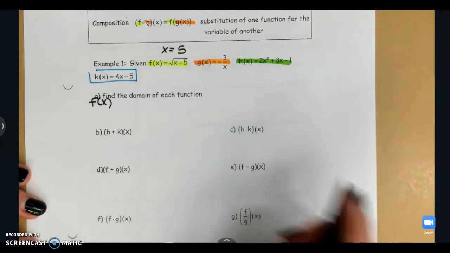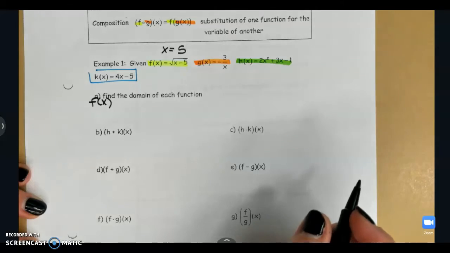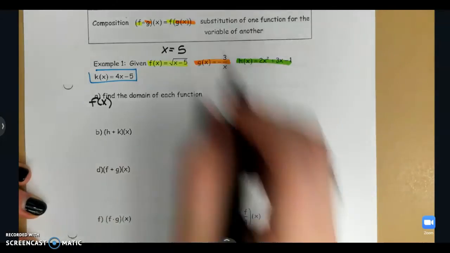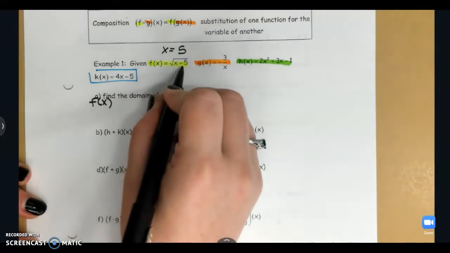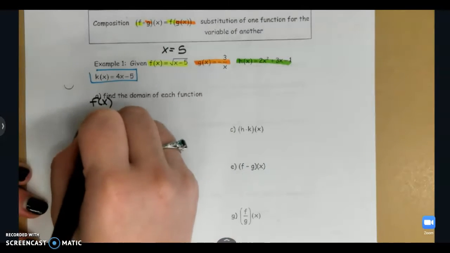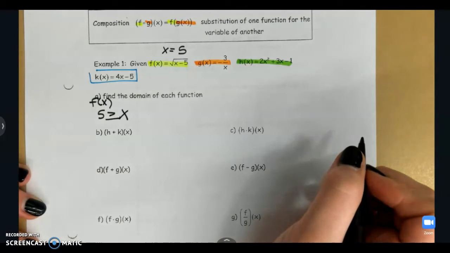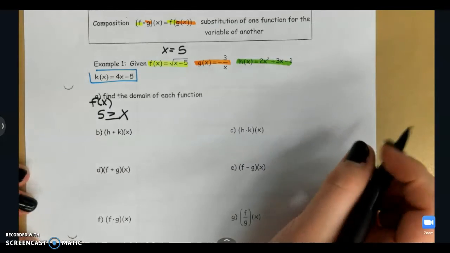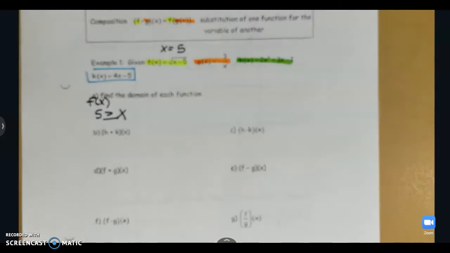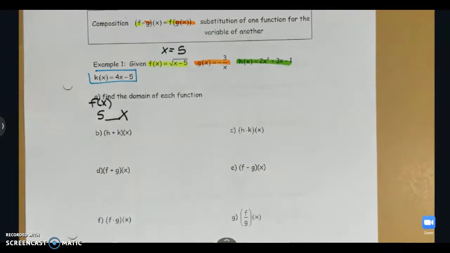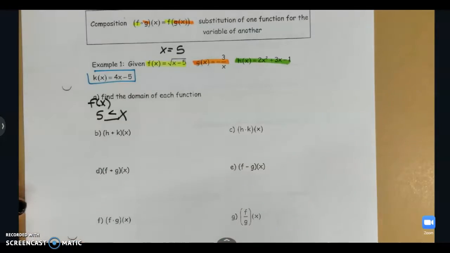And I can take the square root of 0, because the square root of 0 is 0. So 5 is going to be included in my domain. So it's going to be all values greater than 5. And I wrote that backwards. I wrote my inequality sign the wrong way. x can be greater than or equal to 5 for f of x.